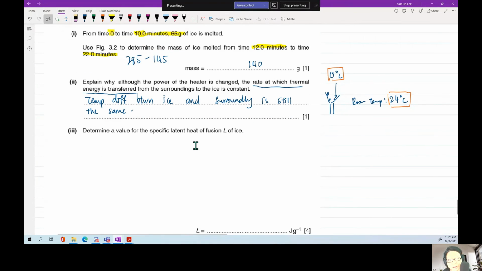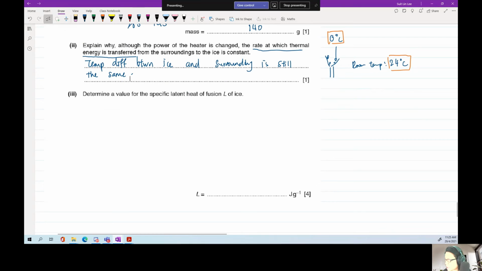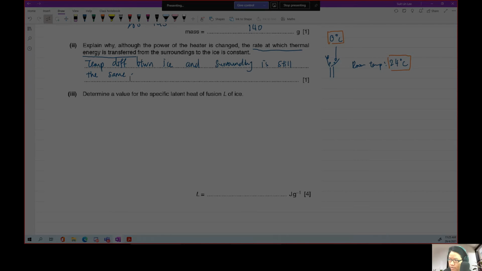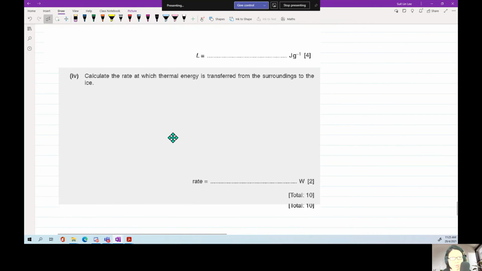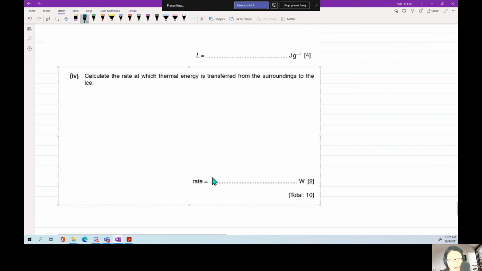All right, determine a value of the specific latent heat of fusion, 4 marks. And part 4, calculate the rate at which thermal energy is transferred to the surrounding. Okay, so they want L and then they want how much thermal energy is transferred from the surrounding per unit time.